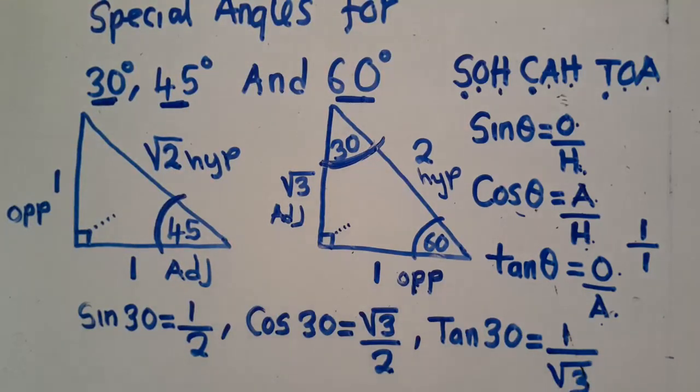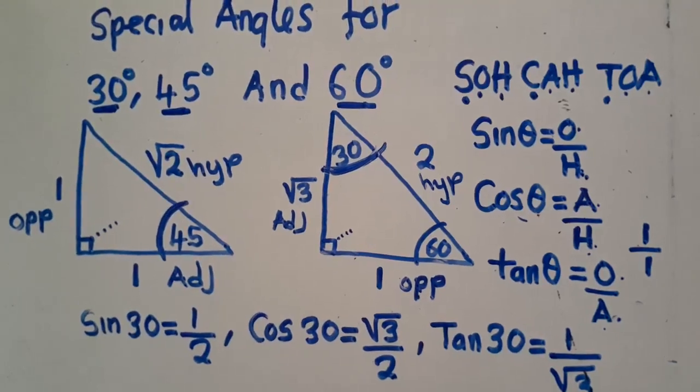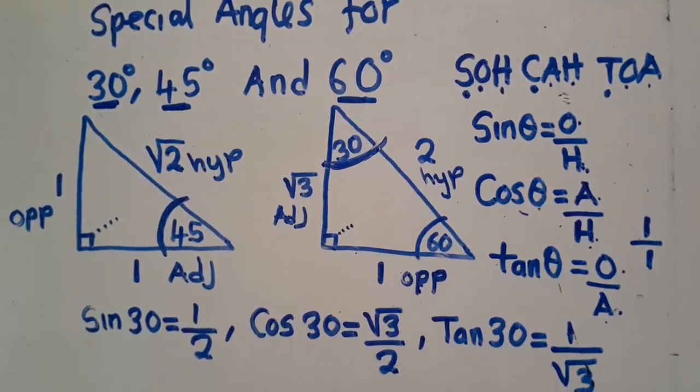Have you seen? These things which I've written here are special angles that you need to know. So I've answered for 30. Sine 30 is 1 over 2. Cos 30 is root 3 over 2. Tan 30 is 1 over root 3. This is what you are supposed to know. This is what you need to understand.